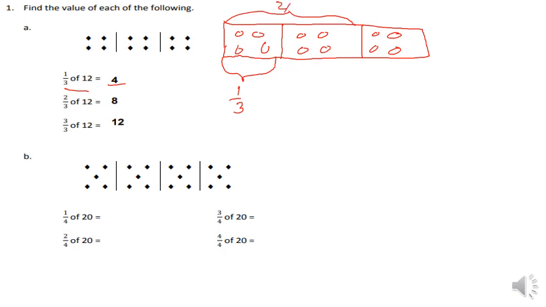2/3 would be 4 plus 4, which would be 8. And then, of course, 3/3 would be the whole thing, which would be equal to 12.